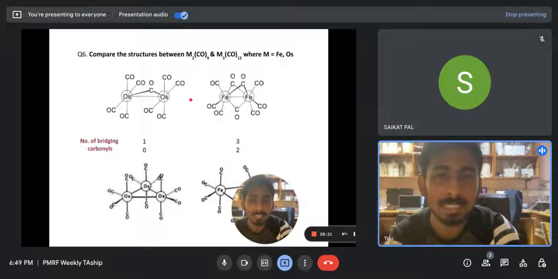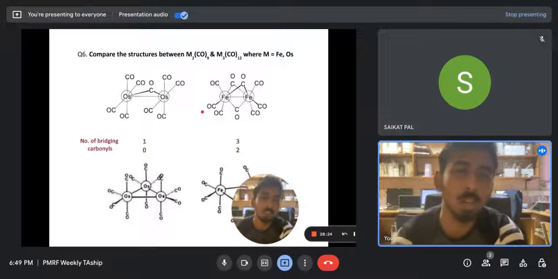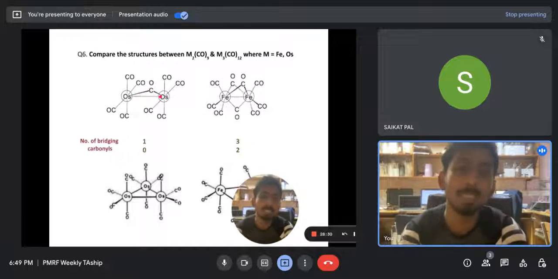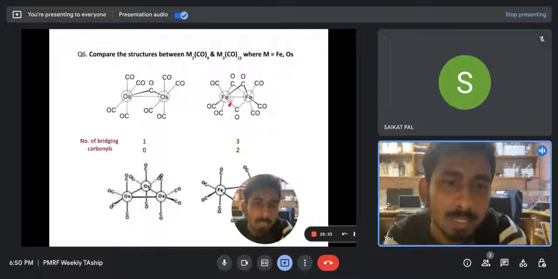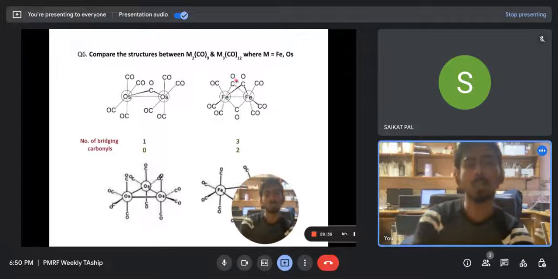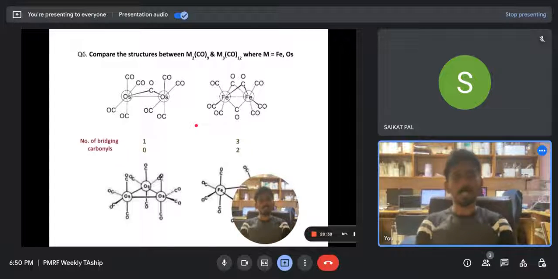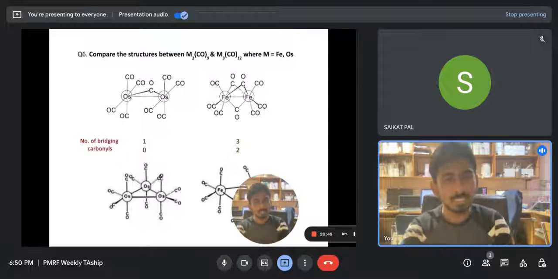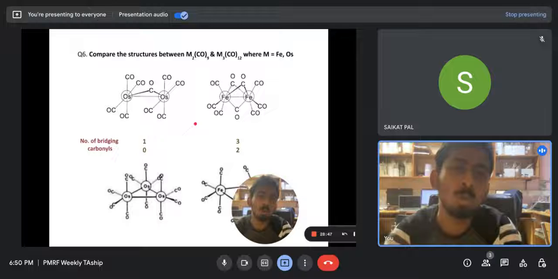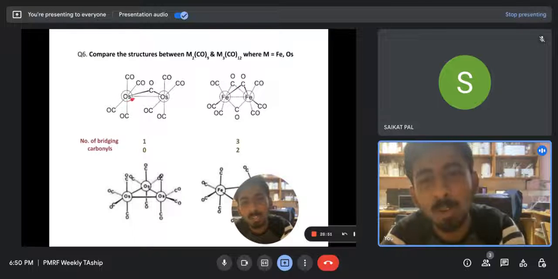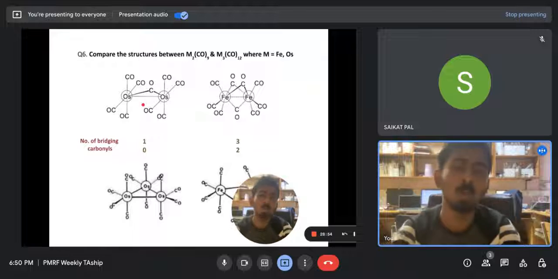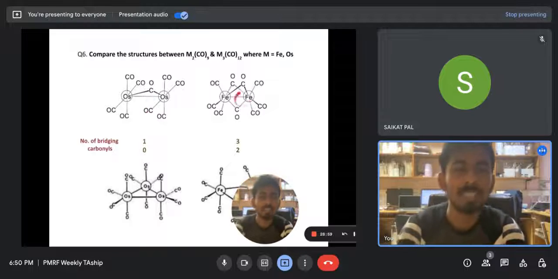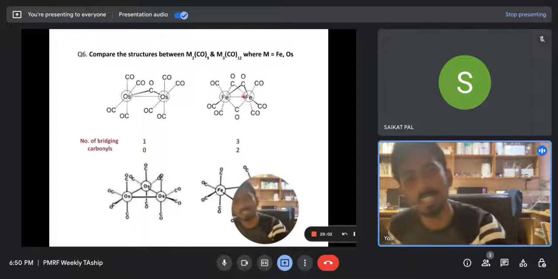But the structural comparison lies in the number of carbonyls that are bridging or terminal. In one case, you can clearly see only one CO is bridging. But in the other case, you can see 3 COs are bridging. You have to remember that the lighter congeners in a transition metal group are prone to forming bridges, but the heavier congeners are not prone to bridging. So the number of bridges is lower for osmium, but the number of bridging carbonyls in the case of iron is greater, that is 3.